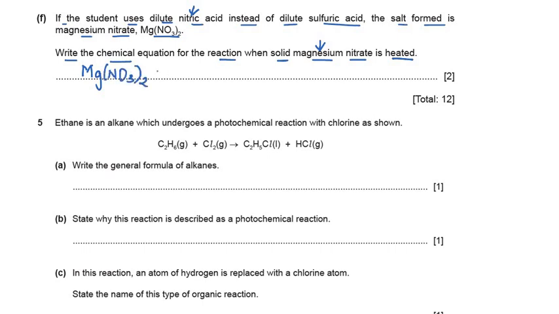That is, if magnesium nitrate is heated, what are the products formed? The products formed are MgO plus NO2, that is nitrogen dioxide, plus oxygen. Now this is the reaction which we should know, it's in our syllabus. And now balancing, we get this mole ratio of 2:2:4:1. So this is the complete chemical equation after balancing for the thermal decomposition of solid magnesium nitrate.